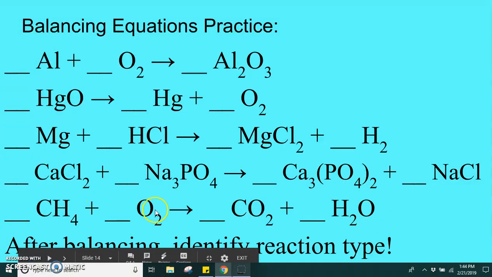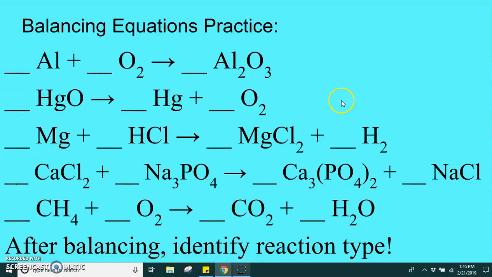This one, I would balance oxygen last. I would save oxygen for last. I would do oxygen last here. I tend to do metals, nonmetals, polyatomic ions, and then oxygen and hydrogen.